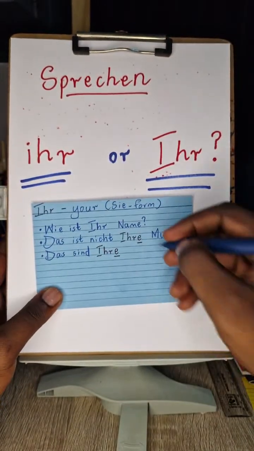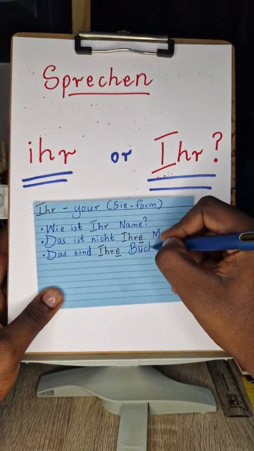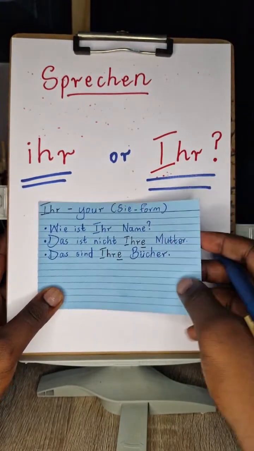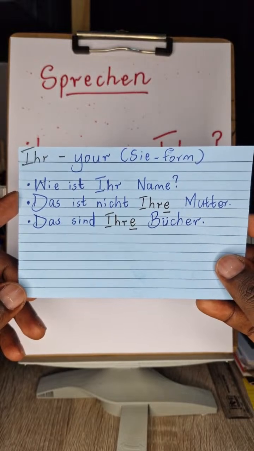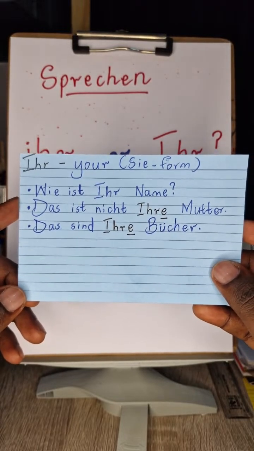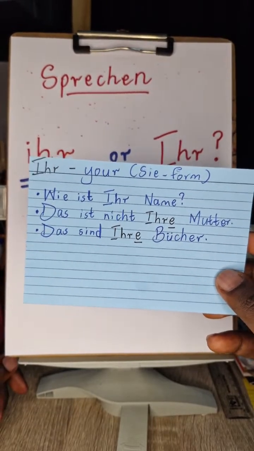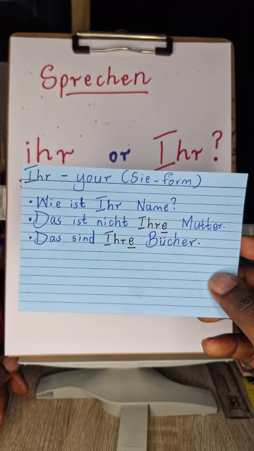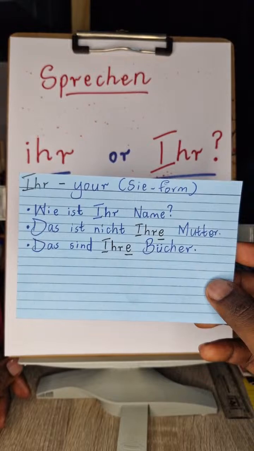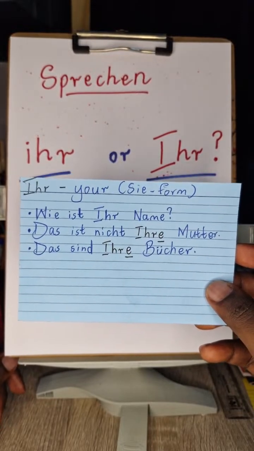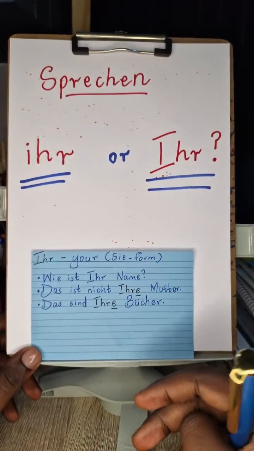Das sind ihre Bücher. These are your books. All right. So I believe you now see how it changes, right? Remember, if it's singular and the noun is masculine, just say ihr. But if it's plural, now you would add an e. Das sind ihre Bücher. These are your books. All right. Let's see two more examples.